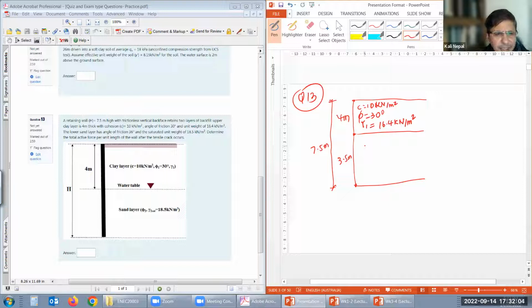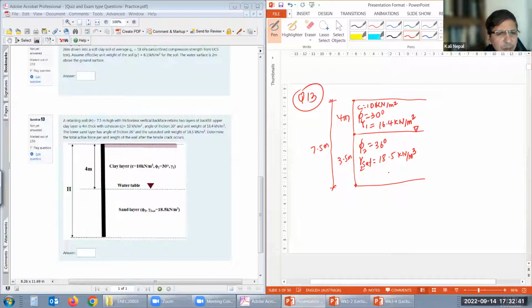How about the second layer? It is a sand, so C is 0. Phi 2, how much is it? The lower sand layer has an angle of friction of 36 degrees. All right, C is 0 by the way, and then the saturated unit weight. The water table is here. Gamma sat equals 18.5 kilonewton per meter cube. That's the second layer.